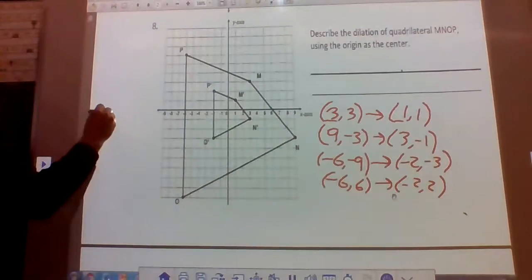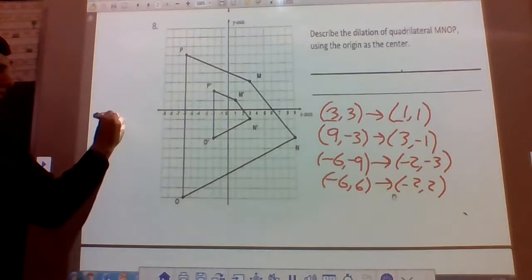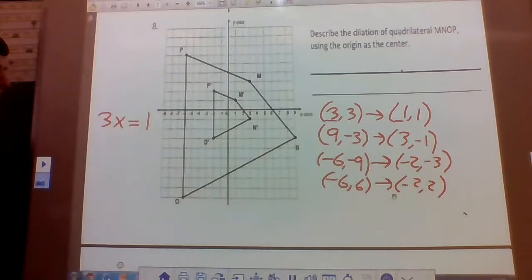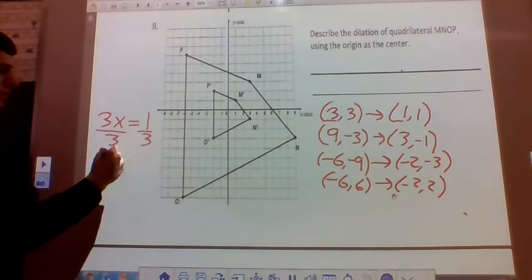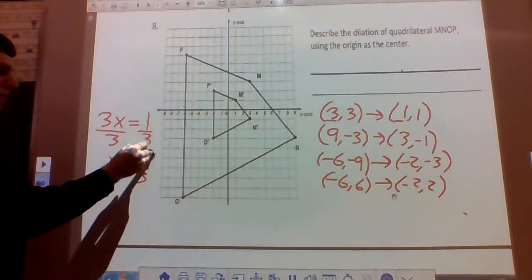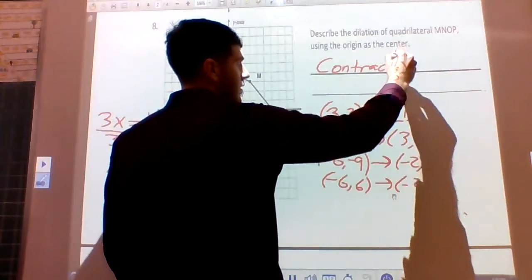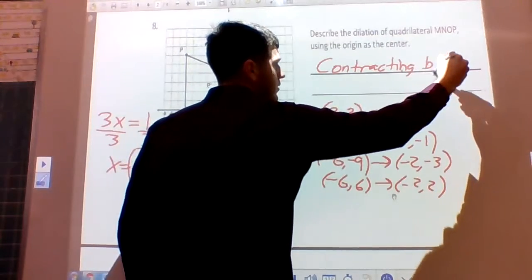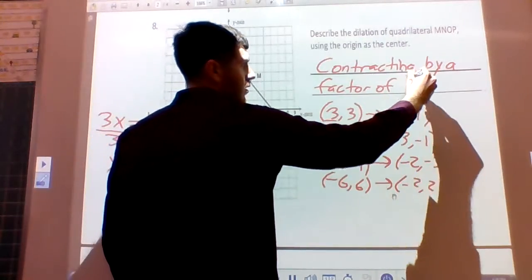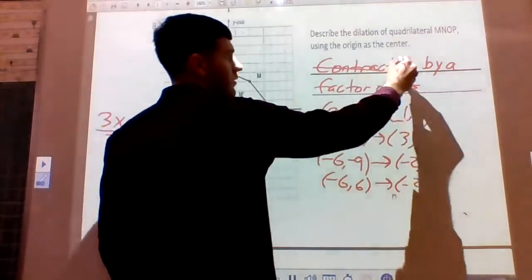So what do we need to multiply by? I'm calling that x, 3x. So we need to multiply 3 by something in order to get 1. Divide by 3, divide by 3, x equals 1/3. So our scale factor is 1/3. So we're contracting by a factor of 1/3. Or dilating. We could say dilating probably is better here.